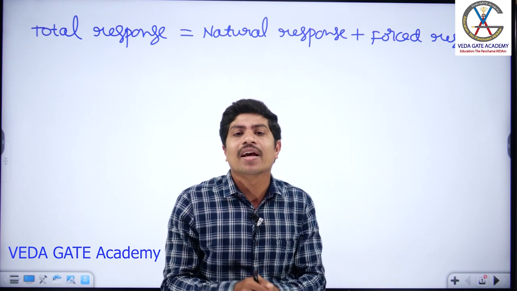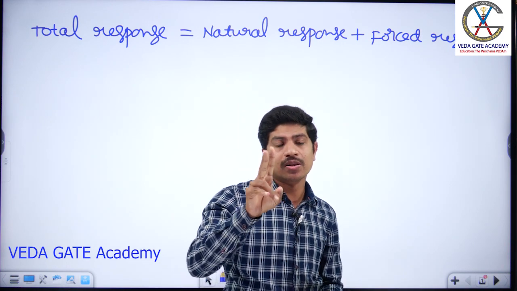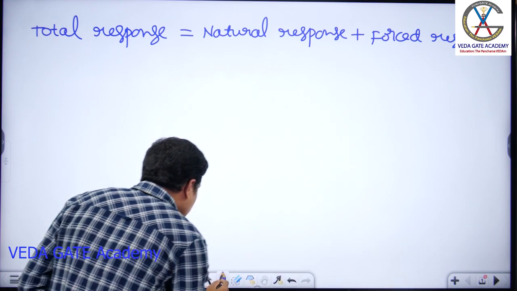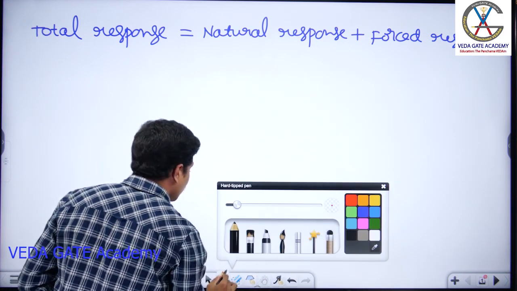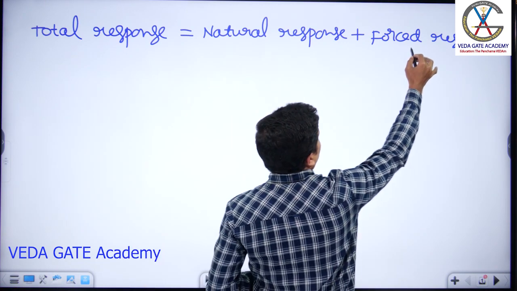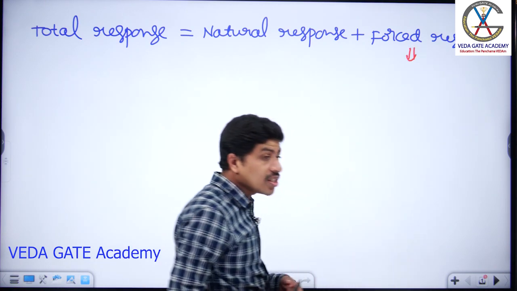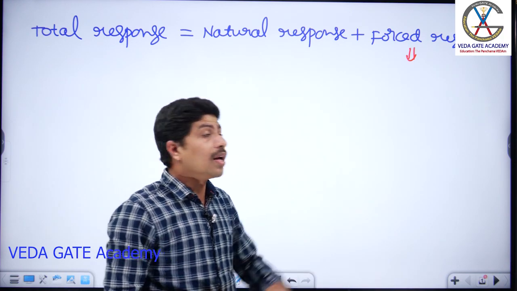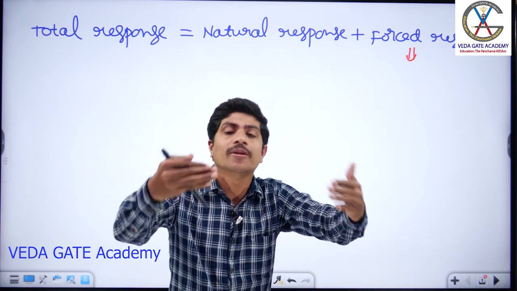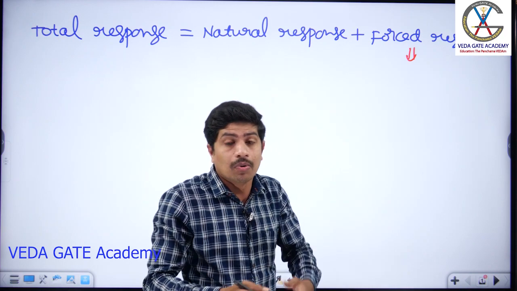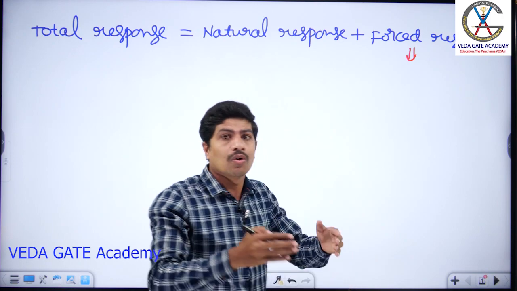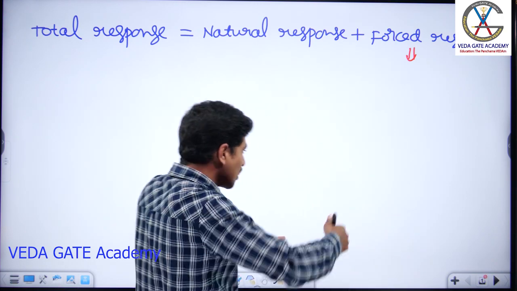In the same way, every system is going to have two responses. One is the natural response, another one is the forced response. What is the forced response? This is the response which is due to the input given, or the response which follows the input. Instead of saying due to the input, we will say this is the part of the response which follows the input. What does it mean?